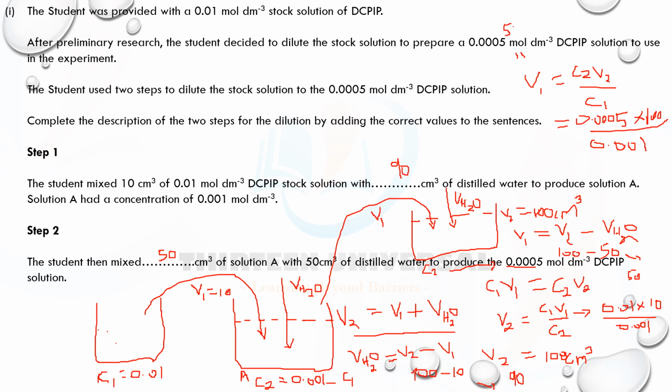But the easier way is to use V2 equals V1 plus volume of water. This is the easier formula for this. So you can watch this over and over. Let's see what the marking scheme says. See the answer: the first one is 90, 90, 50, 50. Let's go to the next question.